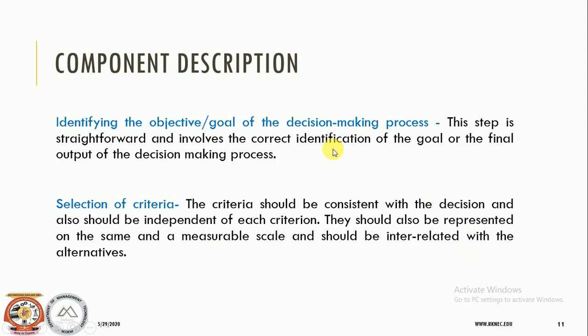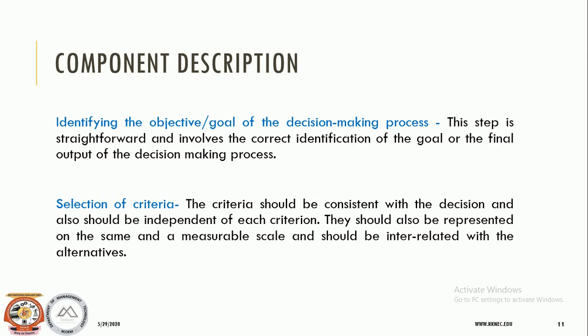Identifying the goal, the objective of the decision making process. This step is very straightforward, and it involves the correct identification of the goal for the final output of the decision making. Like my goal is that I need to get a smartphone within the range from 20,000 to 40,000. Below 20,000 it's not okay for me, and above 40,000 I am not going to afford. So this is my objective, to get a smartphone, and I am limiting myself to this particular bracket.